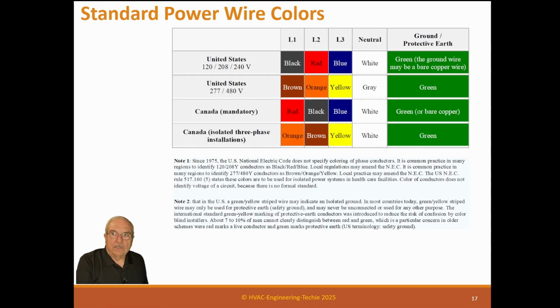Wire colors. For the U.S., wire colors for 120, 208 and 240 volt, all considered low voltage in the electrical world: L1 is black, L2 is red, L3 is blue, the neutral is white, and the ground wire is green. For 277 to 480 volt in the U.S., it's brown for L1, orange for L2, yellow for L3, gray for the neutral, and green for the ground.